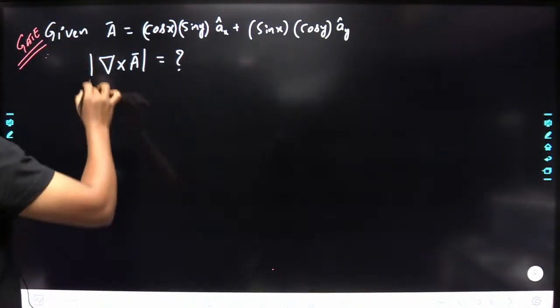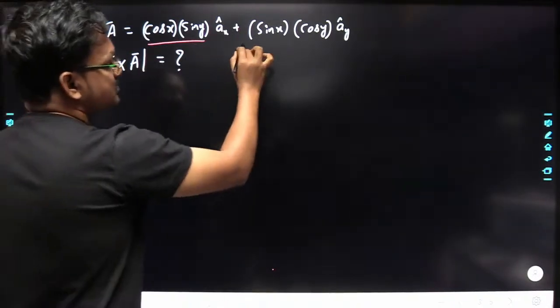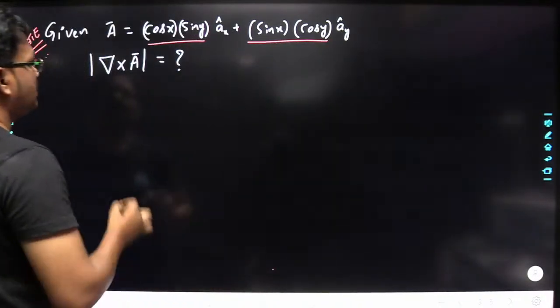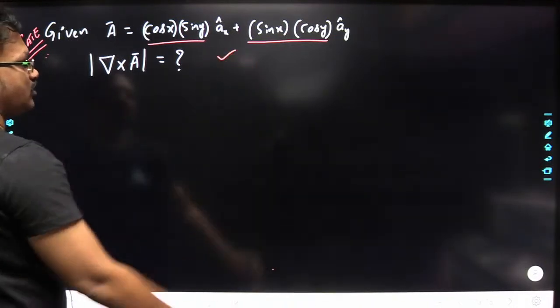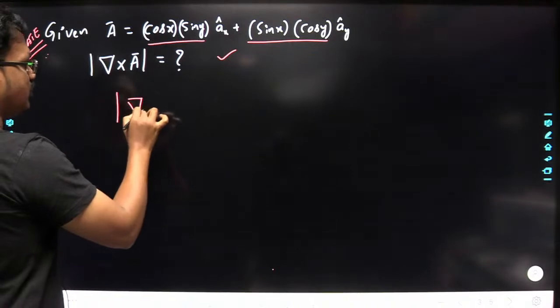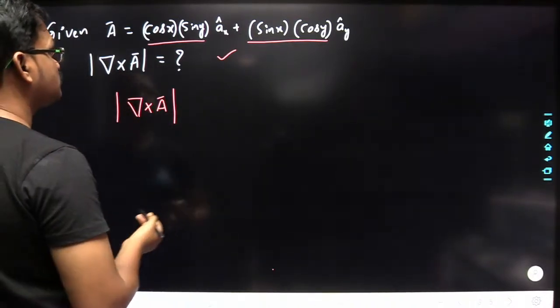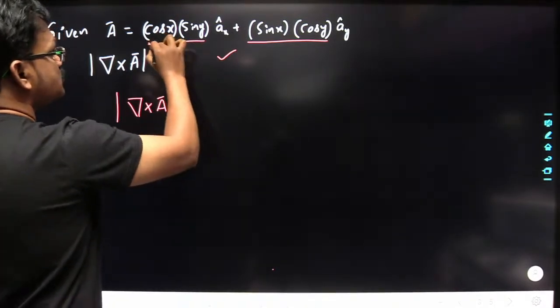See here, they have given a bar is equal to cos x sin y ax cap plus sin x cos y ay cap, and they are simply asking the magnitude of curl of a bar. I hope you can do this one. So this is nothing but what?